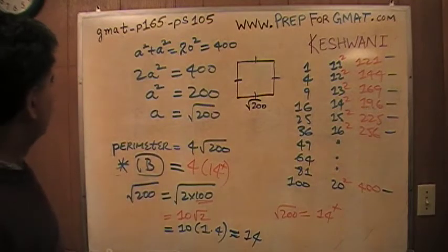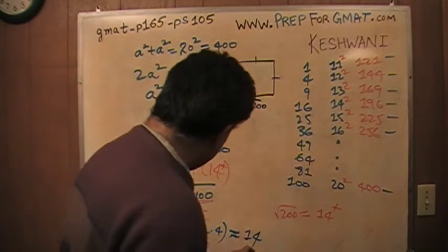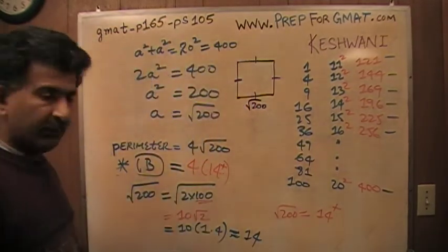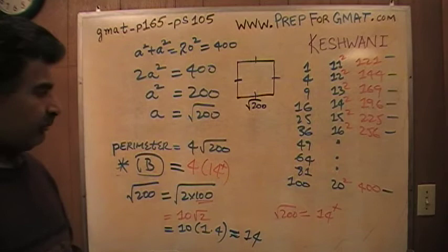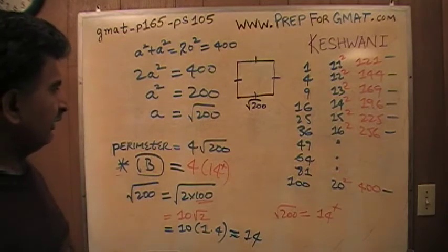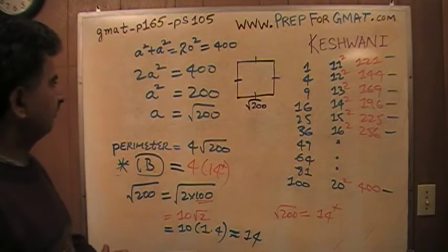That's all. So you have to know this part. The square root of 2 is approximately 1.4. The square root of 3 is approximately 1.7. Those are again some things that you have to know for the exam. But that's all there is.